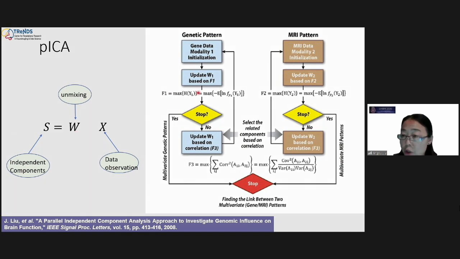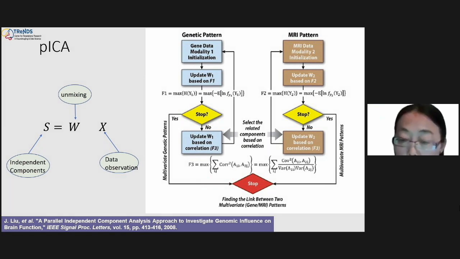Therefore, for parallel ICA, we have two W matrices to update: W1 for dataset 1, W2 for dataset 2. The W matrices are first updated based on the entropy term. Secondly, they are updated based on the correlation term, which is the correlation between A1 and A2. A are loading matrices, representing how each component is loaded in each subject. When the algorithm converges, we get W matrices that maximize independence and also optimize the correlation.